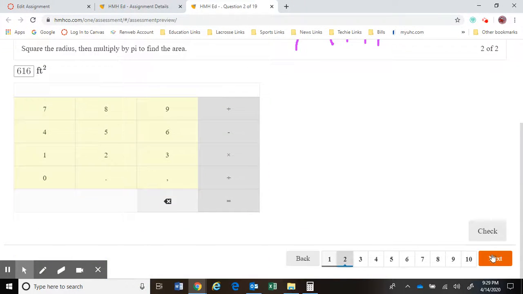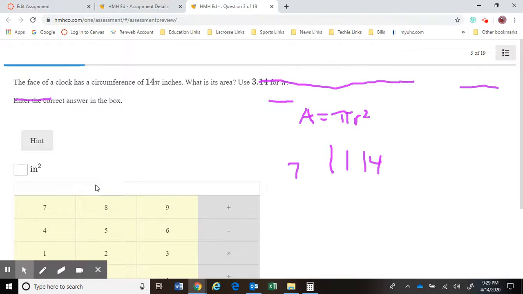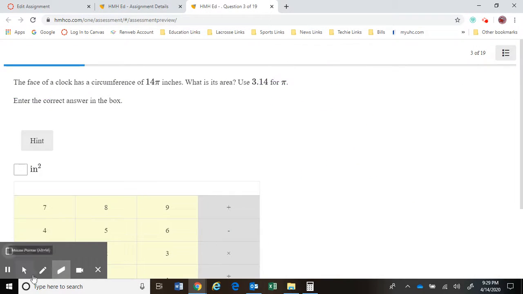Okay. All right, moving on to number 3. We check it, we're good. Okay, let me clear off what I've got. All right, now, okay, so this is where it gets a little trickier.